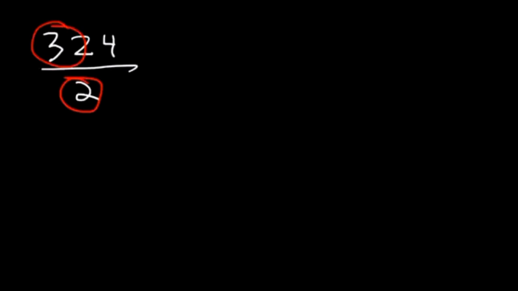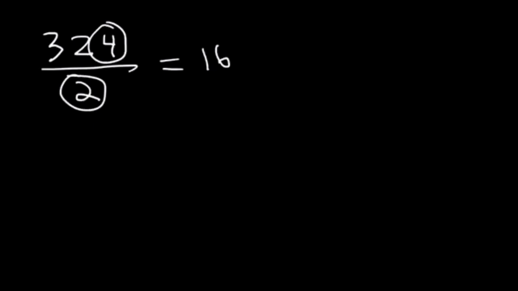Now let's move on to division. So let's say we want to divide 324 by 2. How can we do so mentally? So first, divide 32 by 2. That is equal to 16. And then divide 4 by 2. That's equal to 2. So it turns out that 324 divided by 2, if you type it in your calculator, you're going to get 162.